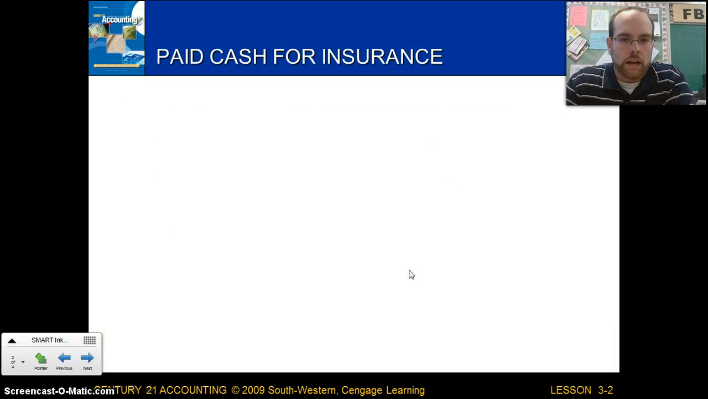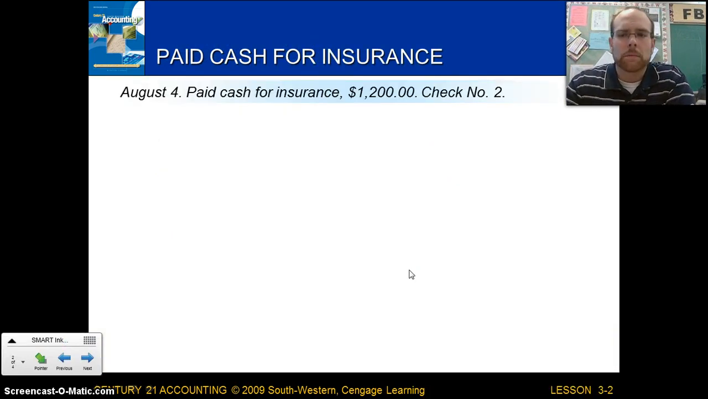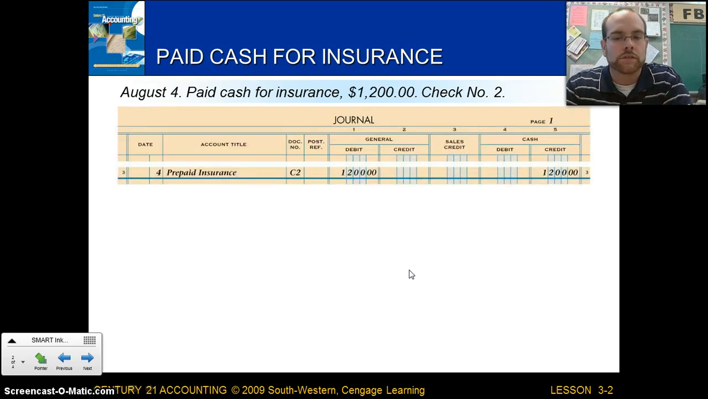The first one, we paid cash for insurance in this example, and keep in mind that most of these transactions can be found in the book as well. So if I don't explain it well enough, or if the way I word it isn't exactly the right way for you to understand it, you can always open up the book and go to these sections in the chapter, because these come straight out of the book, and see if maybe the text is a little bit more helpful for you. But anyway, on August 4th, we paid cash for insurance for $1,200, check number 2, our source document.